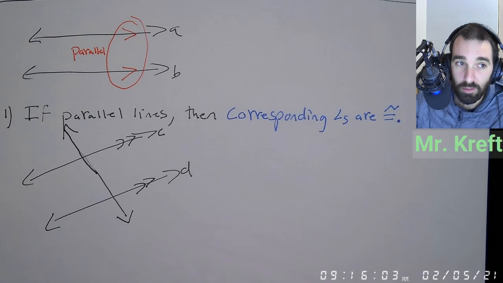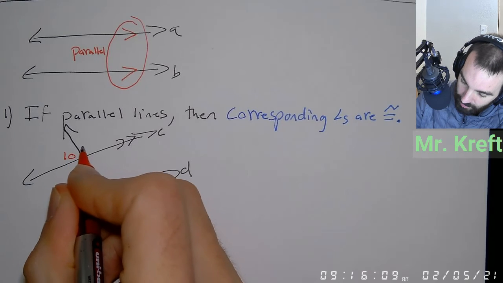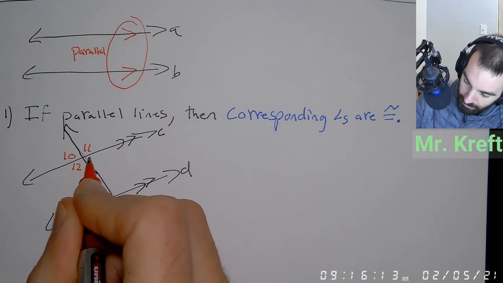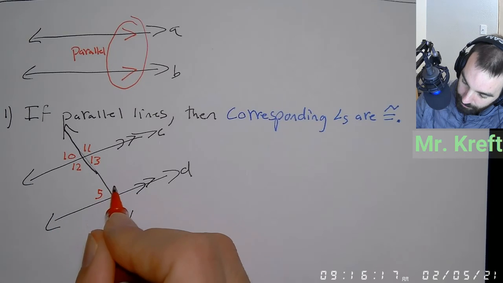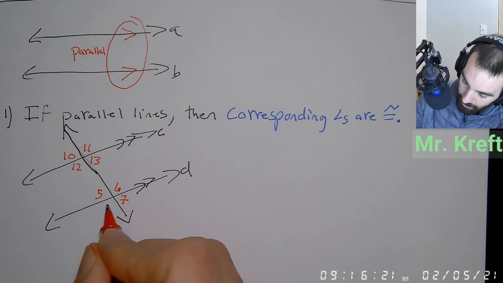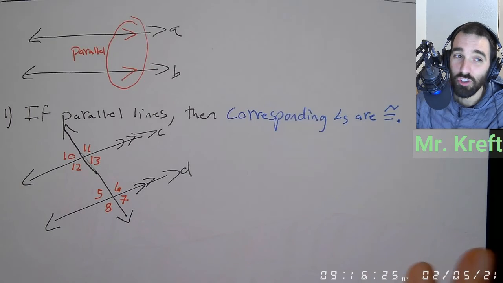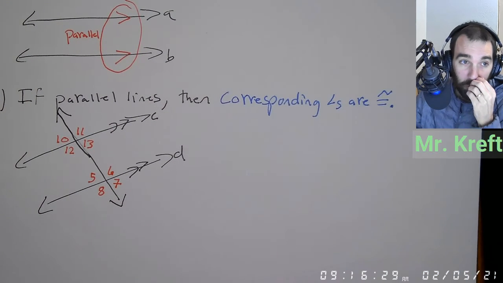And I'm just going to generate random numbers so people don't try to memorize, because that's going to hurt them in the long run. So I'm going to have 10, 11, 12, 13, 5, 6, 7, and 8. Now remember, there's no degree symbols on these, so these are just names. I'm just naming those angles. Okay.